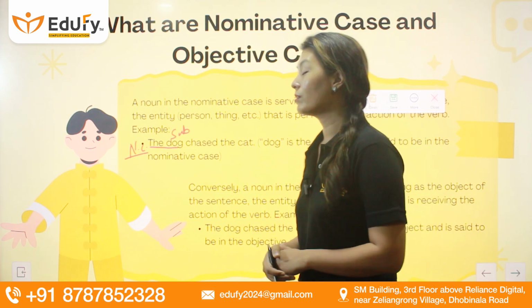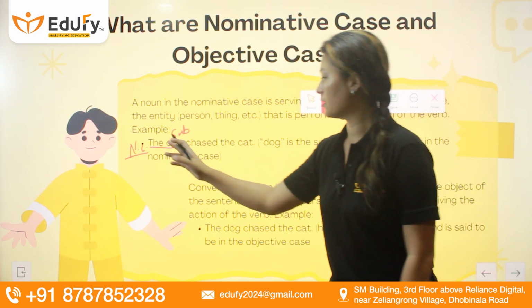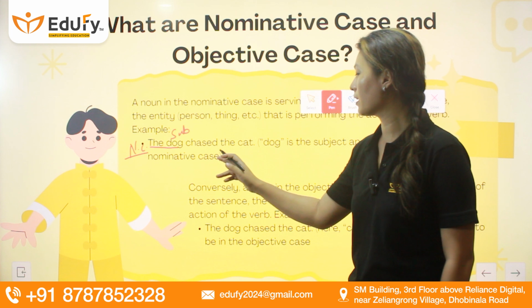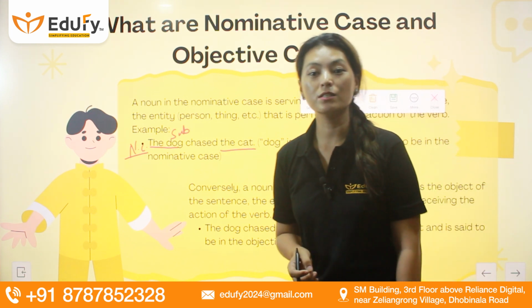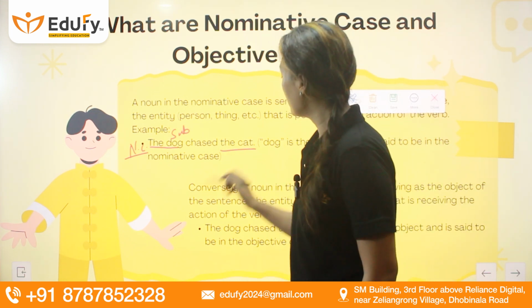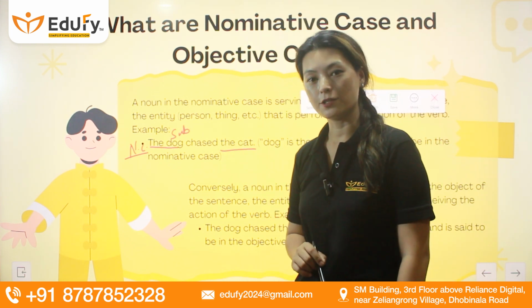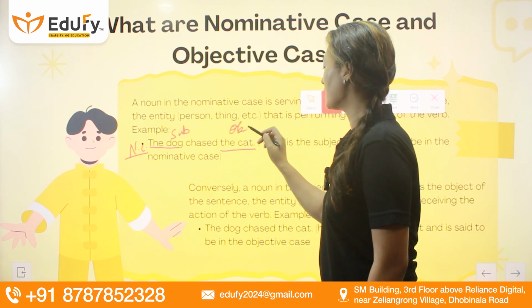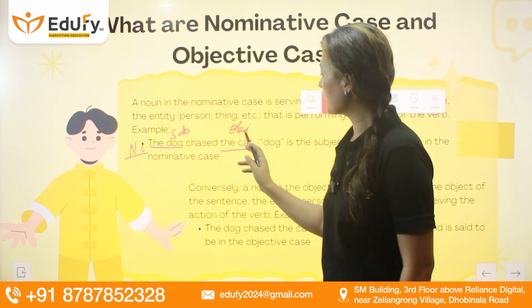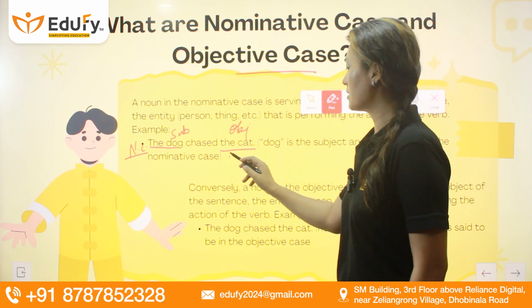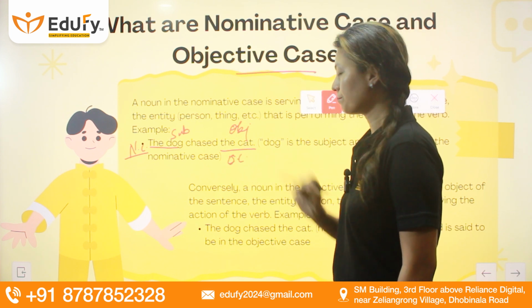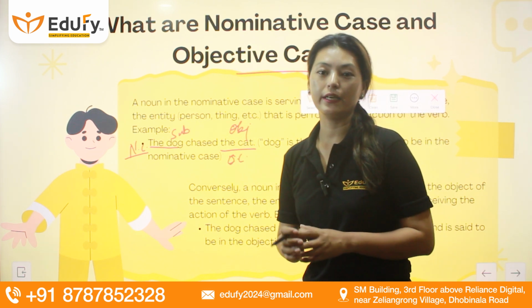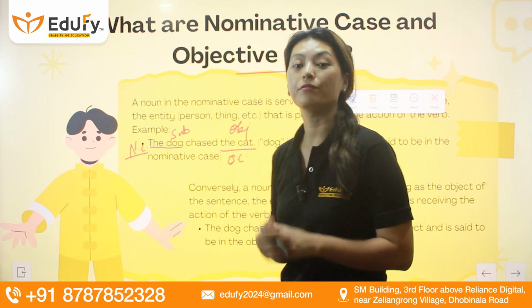But when we look at the other part of the sentence, the dog chased the cat, another noun has been mentioned. Here the cat is not performing the action, it is receiving the action. Therefore, it becomes an object. Object means the objective case. So this is very clear in all sentences where you have nouns.